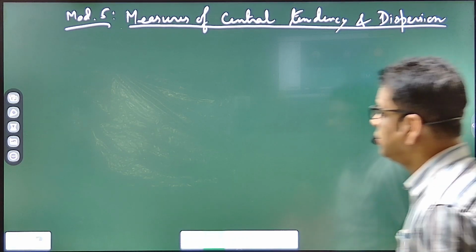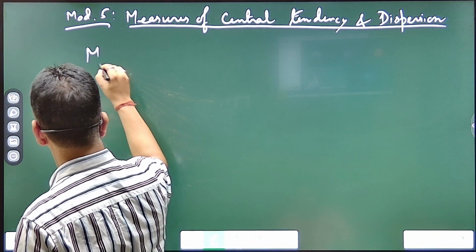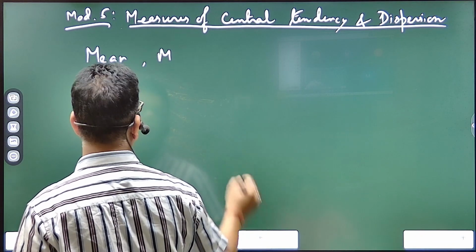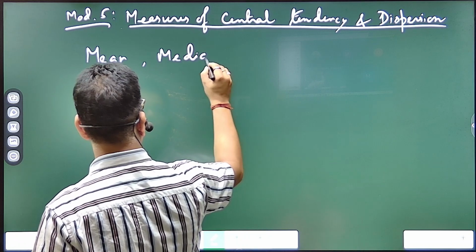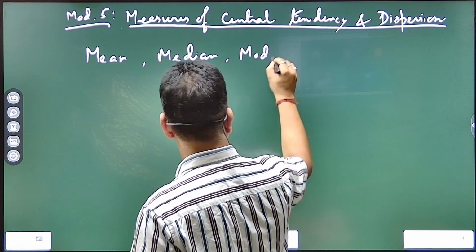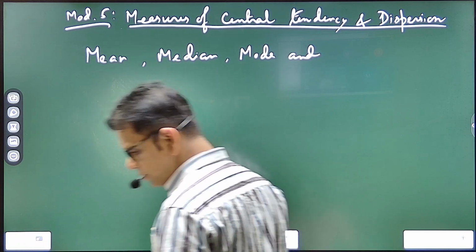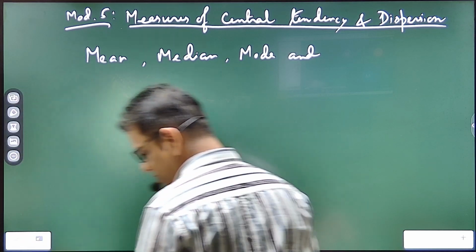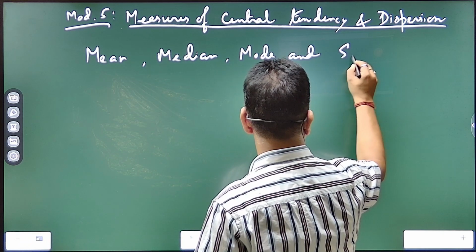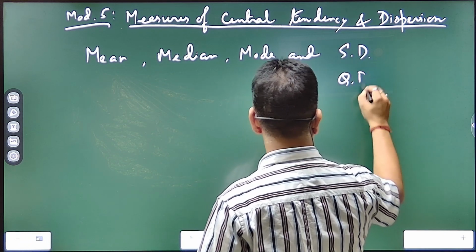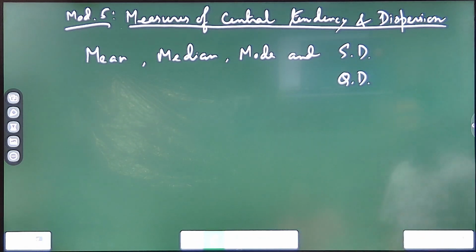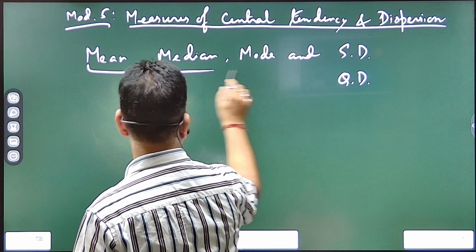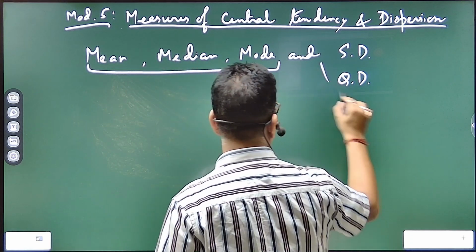Here we have topics like mean, median, and mode, and also we have standard deviation. Okay, also we have standard deviation, we have quartile deviation, and so on. Okay, so out of all this, today we will try to cover the very first three: mean, median, and mode. So today we will do this. These others we will do later.